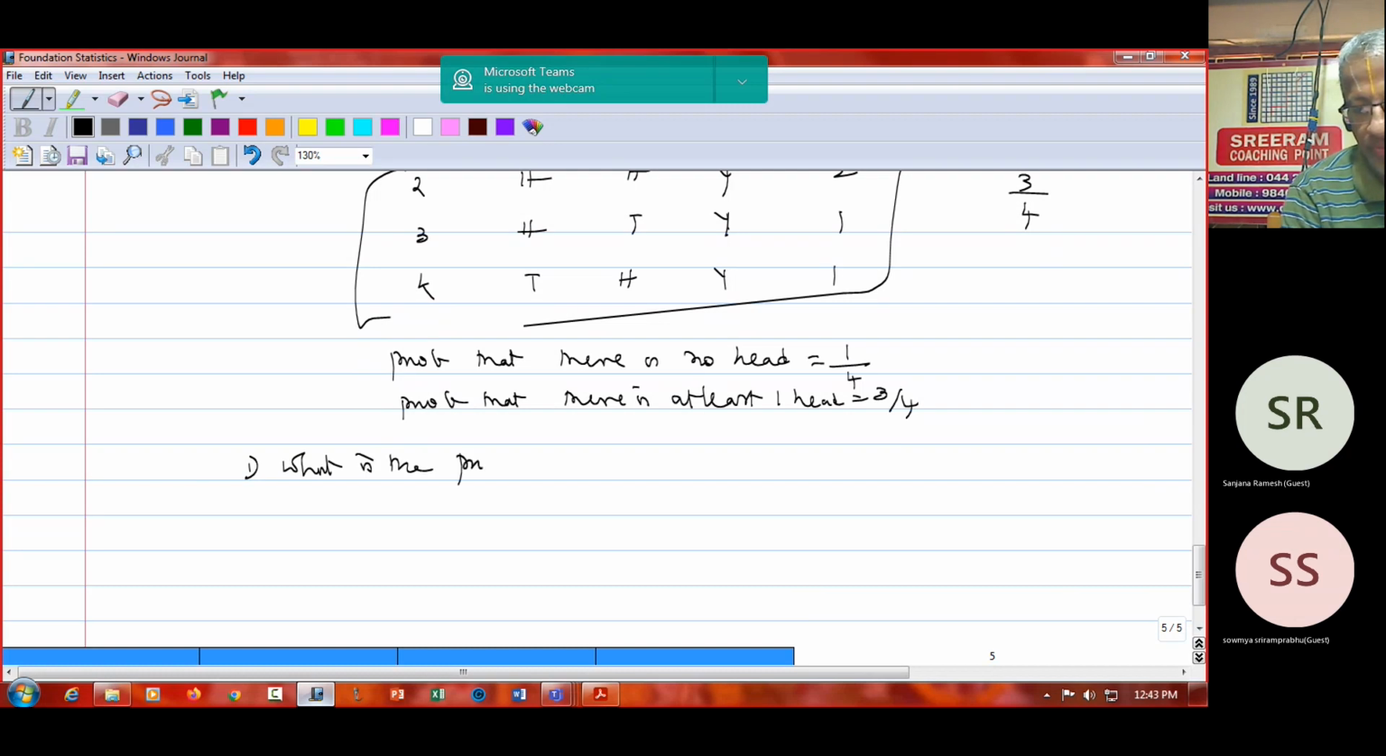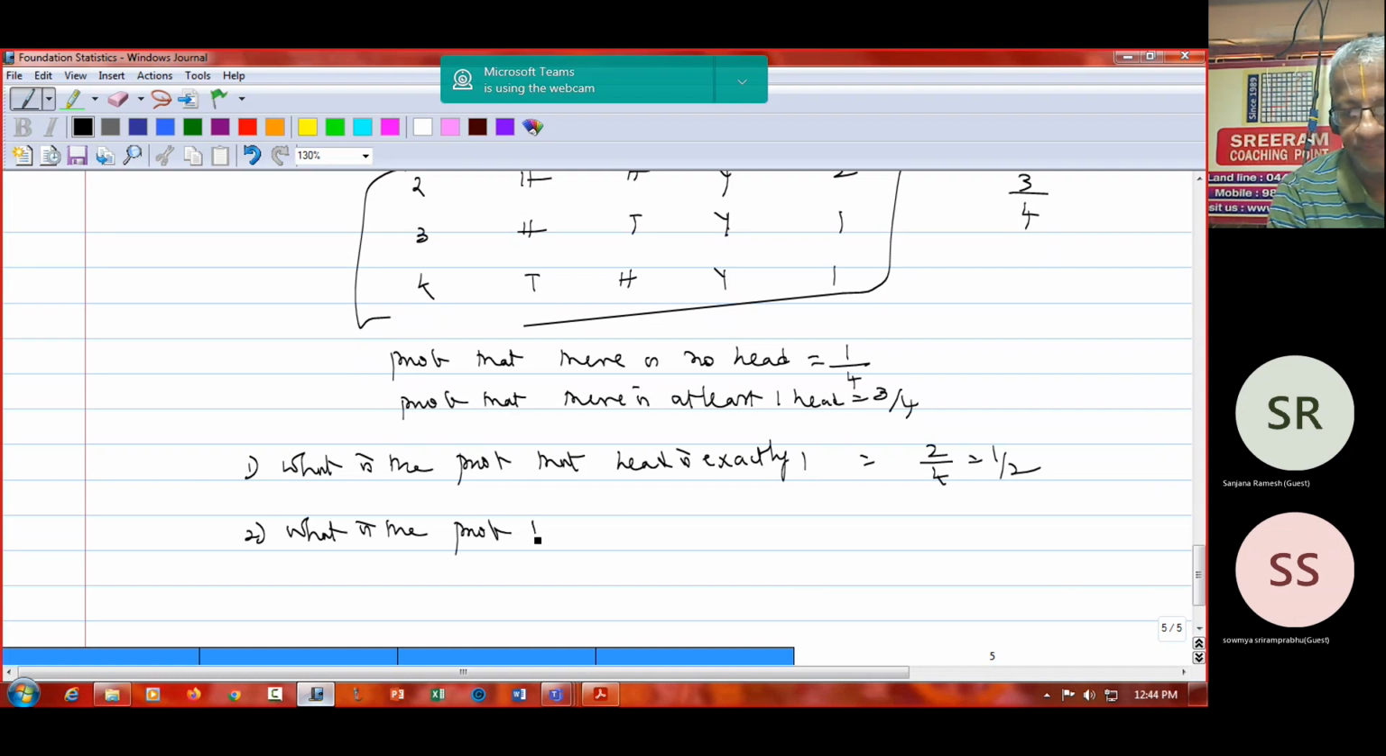So, what is the probability that heads is exactly 1? The number of times that you get it is 2 out of 4, so therefore it is 1 by 2. What is the probability that both are tails? 1 by 4.